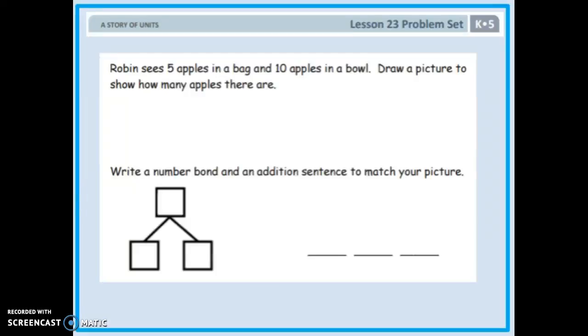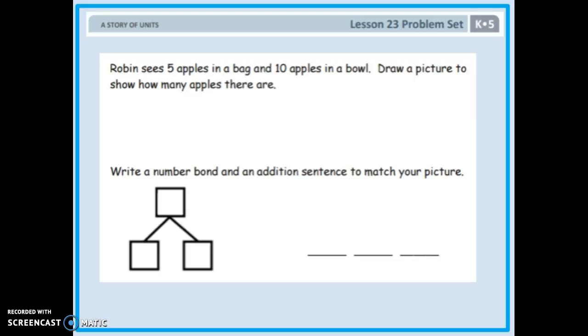Hi boys and girls, this is lesson 23, problem set. We are going to practice listening to a math story and following directions. We are also going to show the number in 3 ways. I want you to use your pause button if the video is too fast for you. Be sure you have your pencil and your name on your paper.